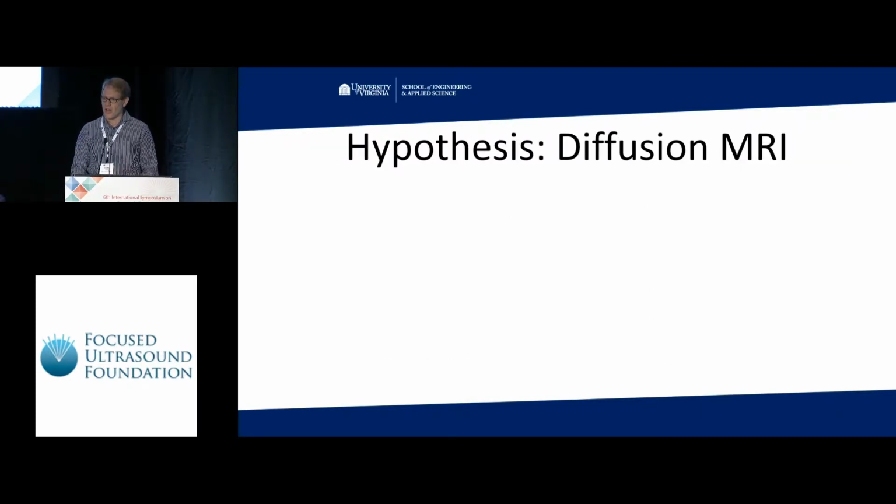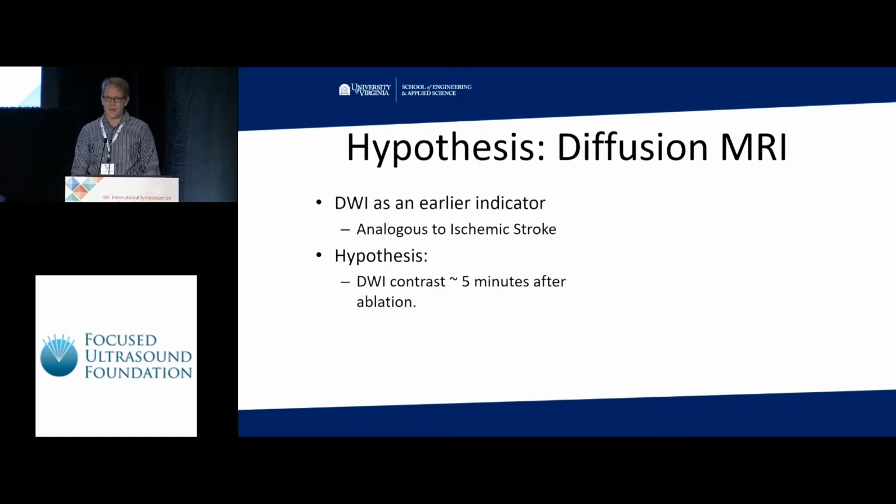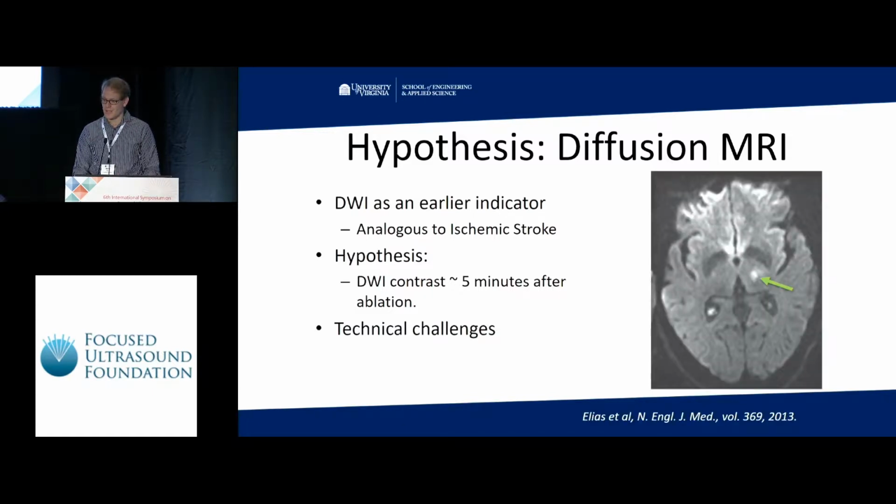So our hypothesis is that diffusion-weighted MRI may provide a better visualization of the region of the lesion that's been thermally coagulated, and also may better differentiate between edema and actual tissue that's been ablated. And this is analogous to how diffusion-weighted imaging can improve the diagnosis of ischemic stroke. Particularly, we hypothesize that we can use diffusion-weighted imaging to visualize the lesion within 5 minutes after an ablation. And we're hoping for something that would look like the image that you see on the right-hand side.